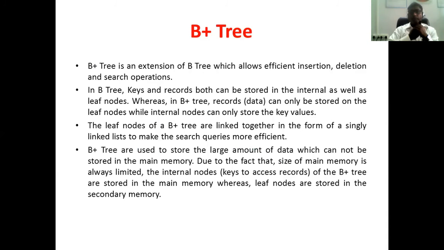But in case of a B plus tree, record data can be stored on the leaf node only, while the internal node contains the key value. This is a major difference between B tree and B plus tree. In B plus tree, the internal node contains the key value only, and all the data will be present at the leaf node. Where will the data be present? All the data pointers should be available with the leaf node.